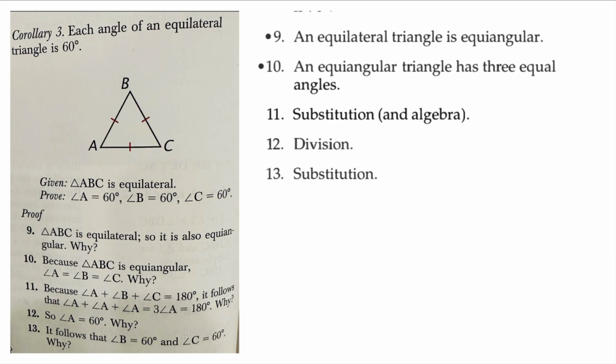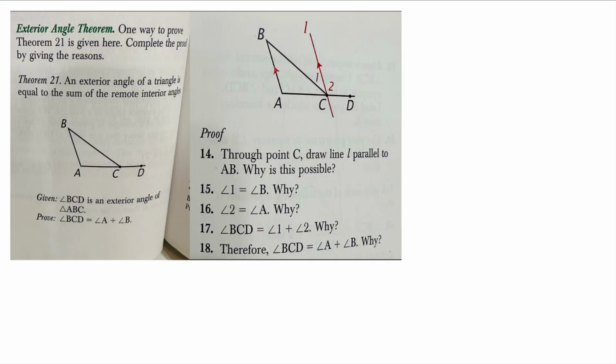Number 12. So angle A equals 60 degrees. Why? Well, we have 180 divided by 3, which equals 60. And so it follows that angle B is also 60 and angle C is also 60 degrees. Why? Substitution with 12. Now that we know angle A, we know that B and C also equal 60 degrees. Let's practice our exterior angle theorem.